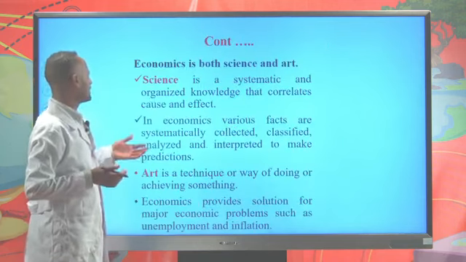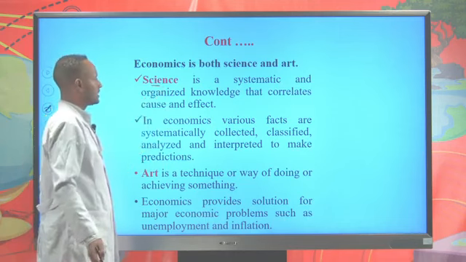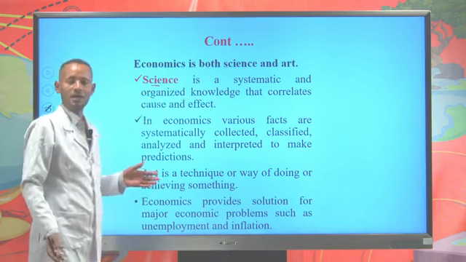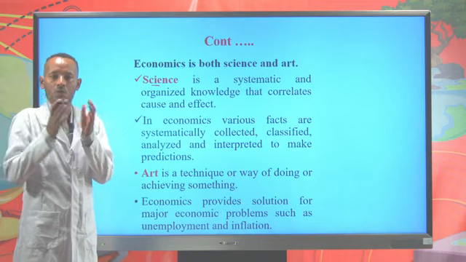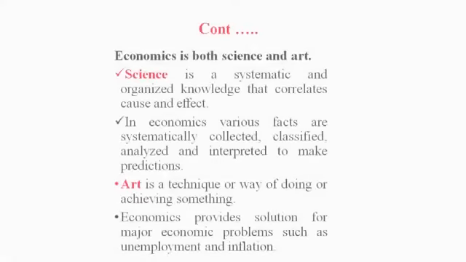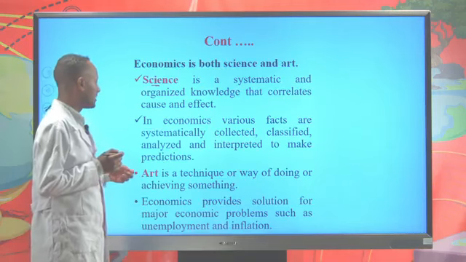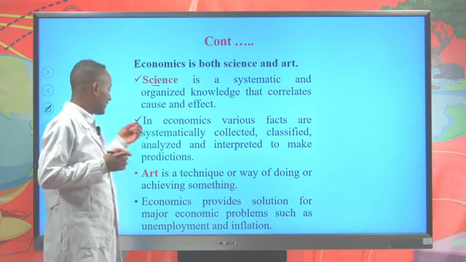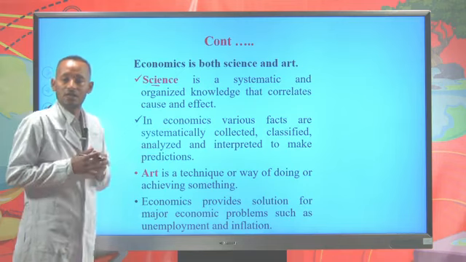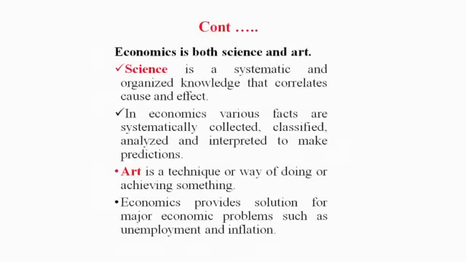Economics is both science and art. Science is systematic and organized knowledge that correlates cause and effect. Or simply, if something involves causes and effects, we can consider it as science. So in economics, we study various factors systematically, and we collect and classify them. Then after analysis, we make interpretation. So economics is considered as science because it involves causes and effects.